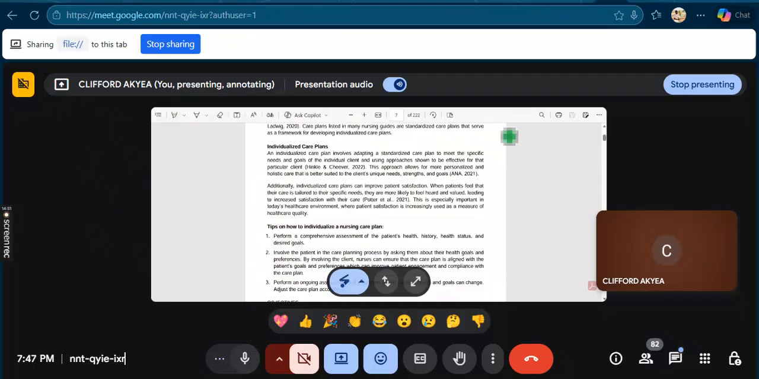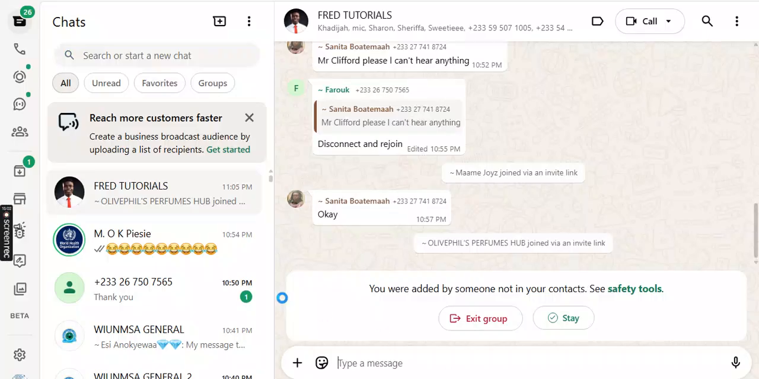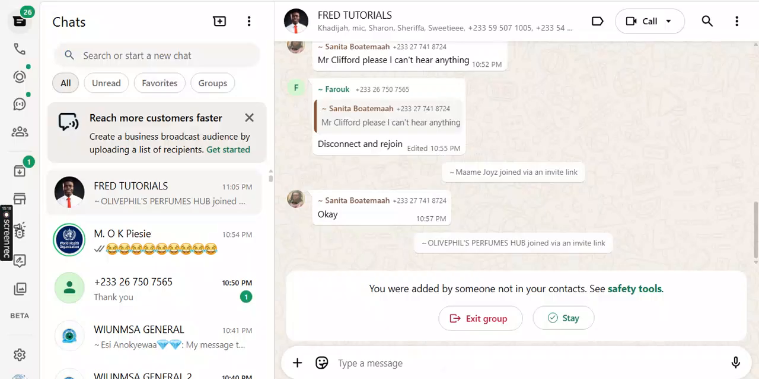No, please. You don't understand? Can somebody read, the one who said no, please? Can you read that part for us? Kindly read that part for us, the individualized care plan. Kindly read that for us. Okay, so individualized care plans, right?